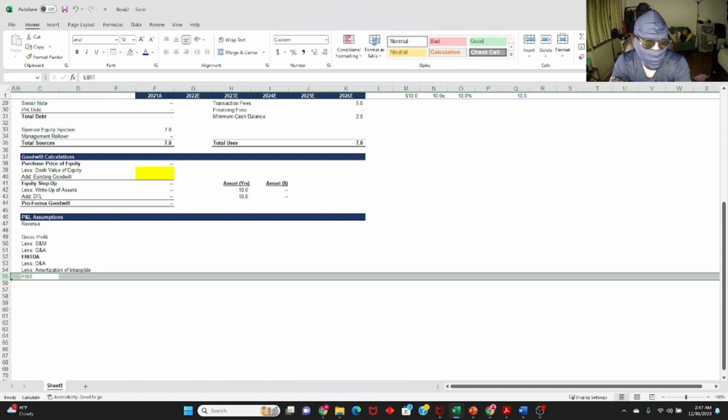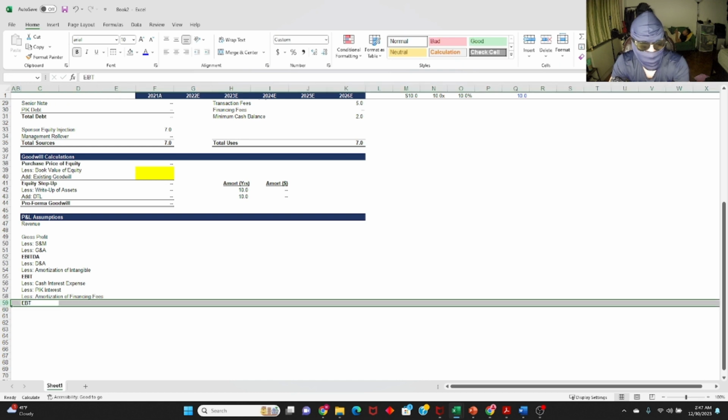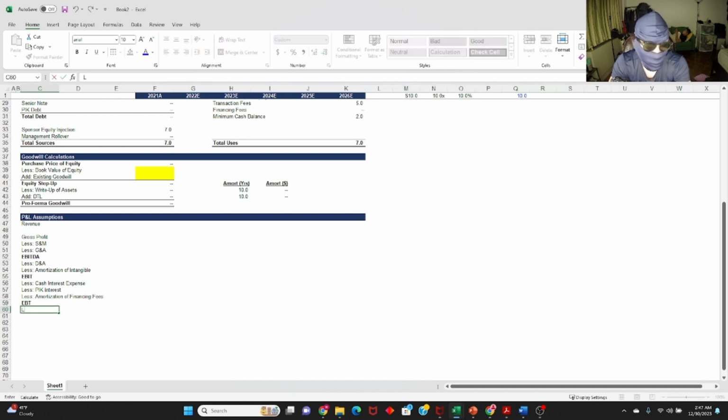Then you're going to have your EBIT, and now you're going to less your cash interest expense, less your PIK interest, and less the amortization of your financing fees, and you have your earnings before taxes, less taxes, and then you have your net income.